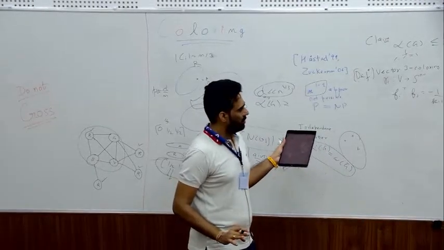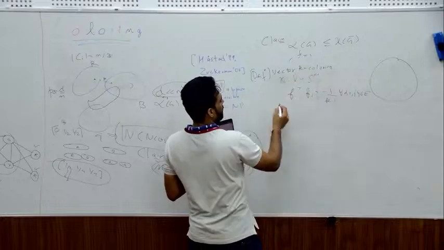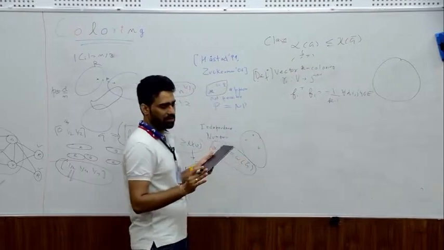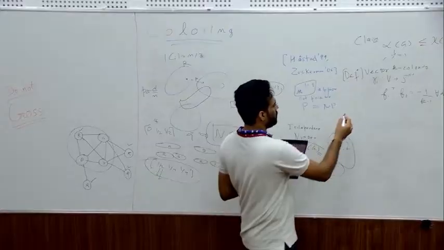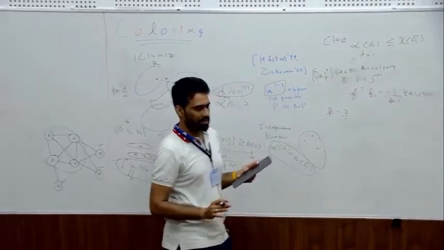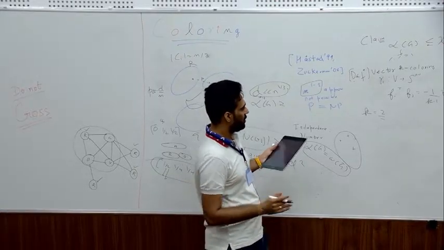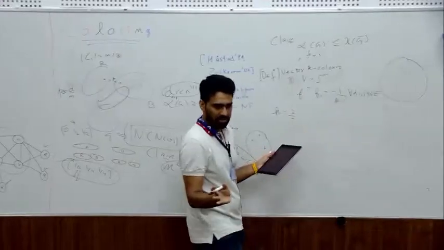We say a vector k coloring. For 3 coloring, this would mean I want the inner product to be -1 over 2. Maybe let us start with k equals 2. What does this mean? For k equals 2, this is saying that whenever there is an edge, I want to assign the vertices so that their inner product is -1.